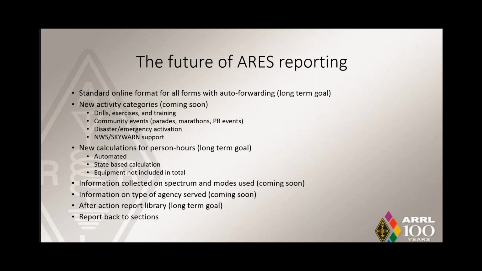New calculations for person hours. We're actually looking at this as a long-term goal because we want to make it an automated system. You don't have to do the math, $19 times X number of hours. It'll be automatic. When you plug in your number of hours, it will give you a grand total. It's going to be on a state-based calculation because a volunteer hour in New York is at a different rate than a volunteer hour in Kansas. So this is going to be based on a standard rate calculation for the state you're reporting from.